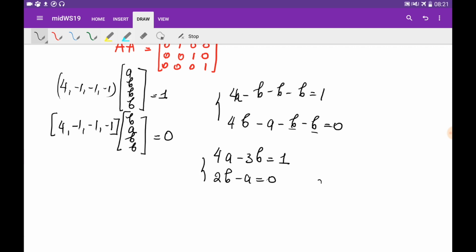So from here I can obtain that A is equal to 2B, and I can substitute this into the first equation. It's going to be 8B minus 3B is equal to 1. So it means that B is equal to 1 over 5. And if I substitute this, A is going to be equal to 2 over 5.